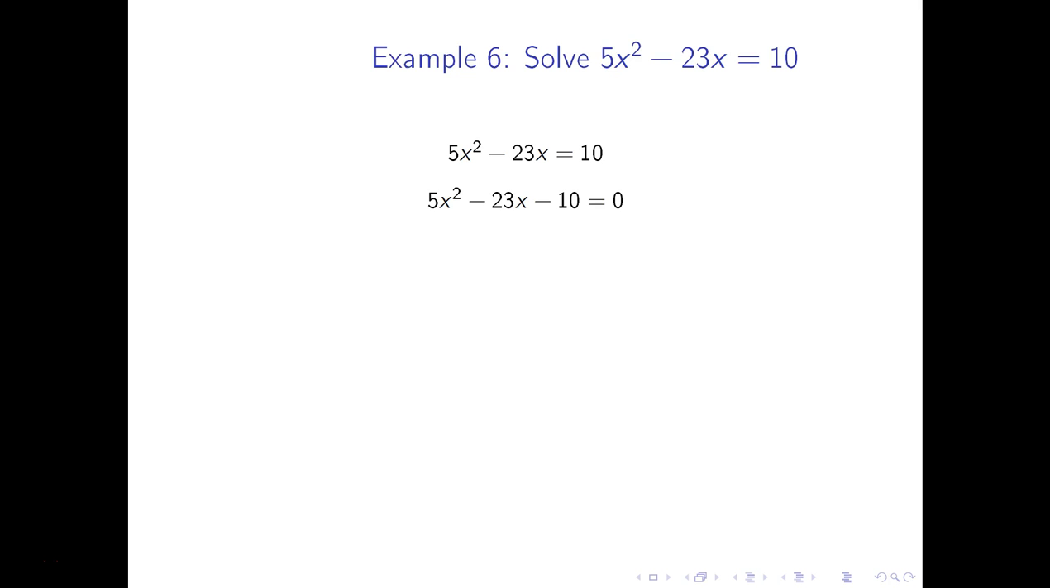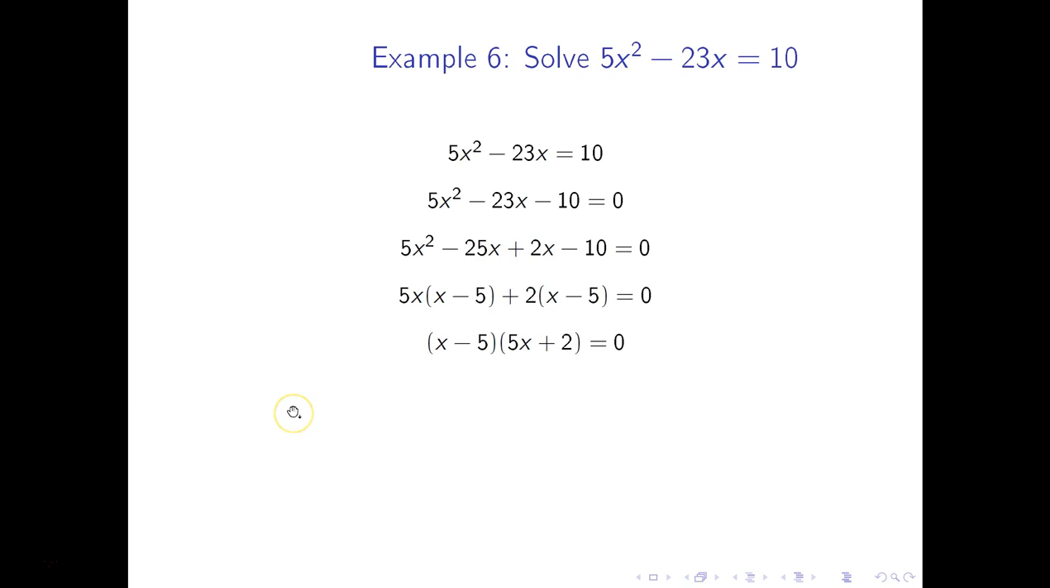All right, as you did that, hopefully, and notice I broke it into negative 25x and positive 2x. And we get all this down to x minus 5 and 5x plus 2. Set each one of those equal to 0. And so our answers are x is equal to 5 or x equals negative 2/5.